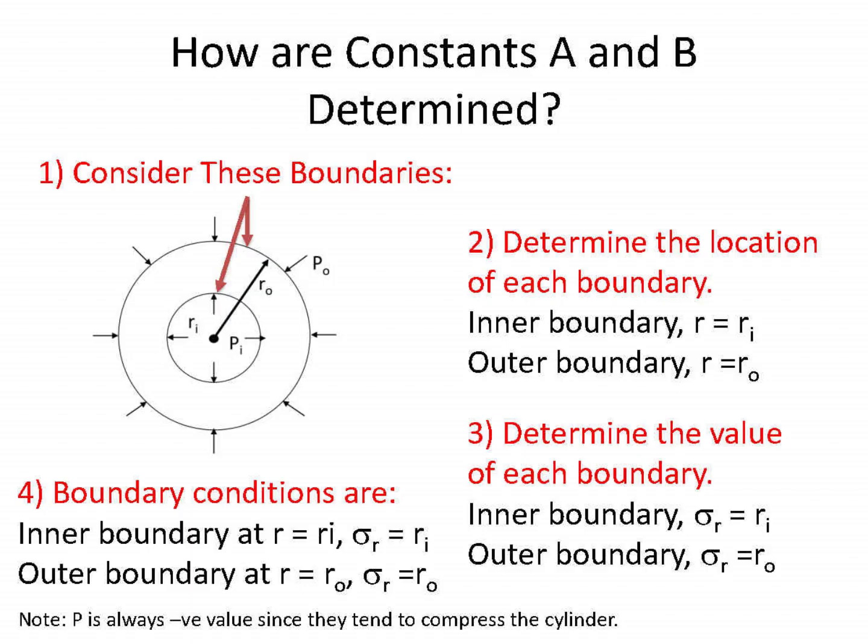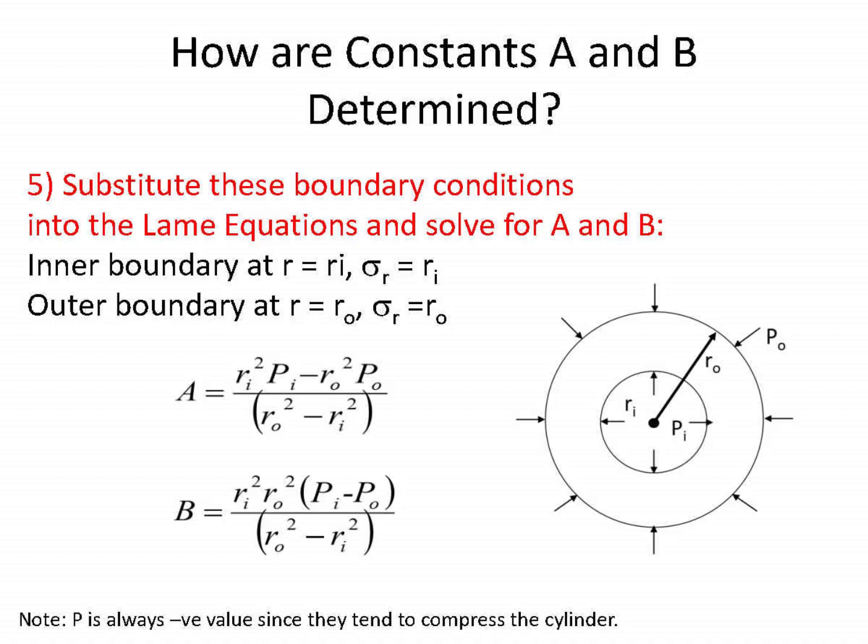Slide 15. Solving for constants A and B. The boundary conditions are substituted into Lame's equations to form two equations. These equations are solved simultaneously to determine the values of constants A and B. Once A and B are known, stresses can be calculated at any point within the cylinder wall.